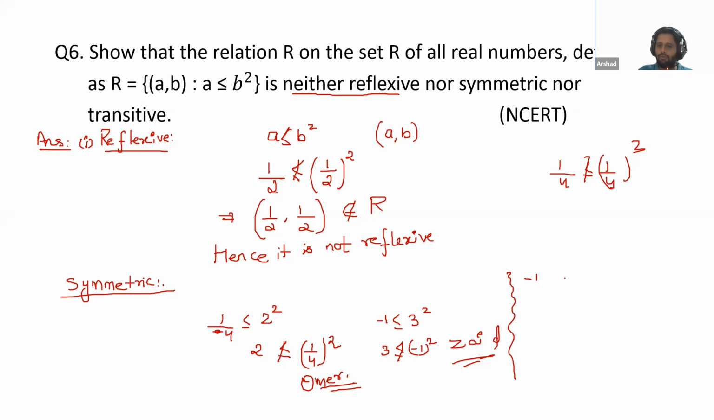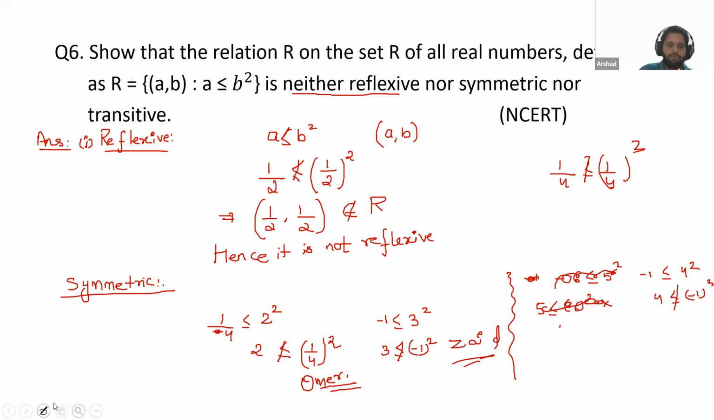I got a message from Abdur. So -6 is less than or equal to 5 square. That is correct. But 5 is not less than or equal to... no, Abdur, please check here. It is satisfying this one. 5 is less than (-6) square. So you can take the same example here. You can take the same value. -1 is less than or equal to 4 square, but 4 is not less than or equal to (-1) square.